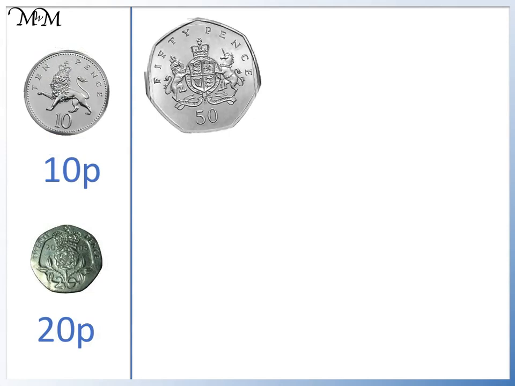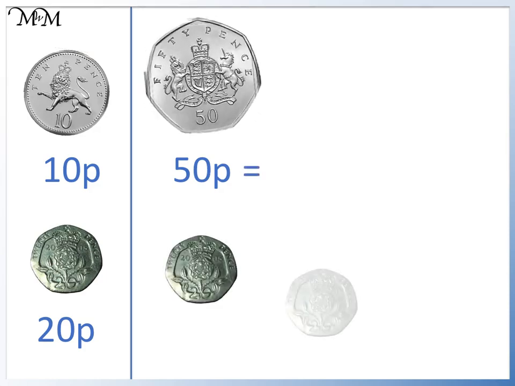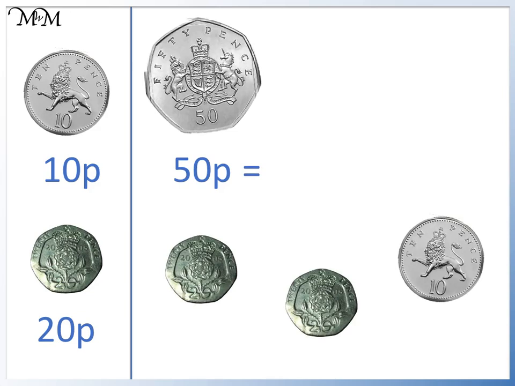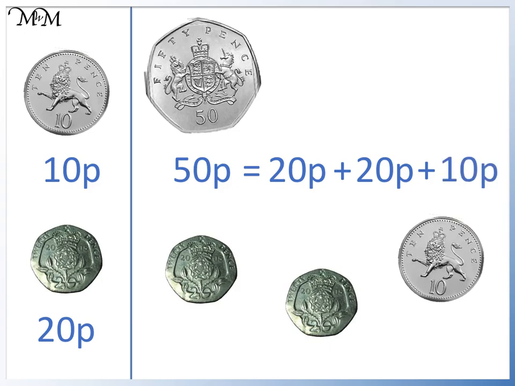This is a 50 pence coin. It's worth 50 pence, or 50p. It's worth the same as 2 20-pence coins and a 10 pence coin, because 20 plus 20 plus 10 equals 50.